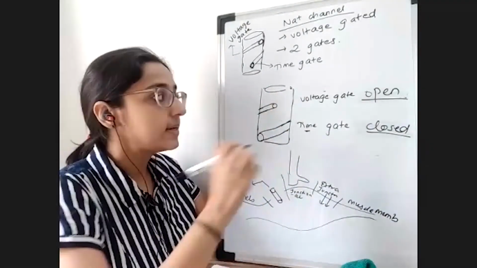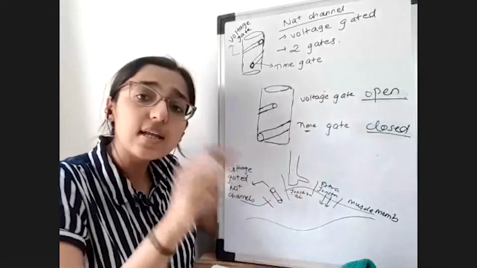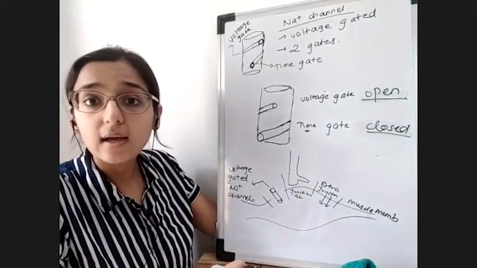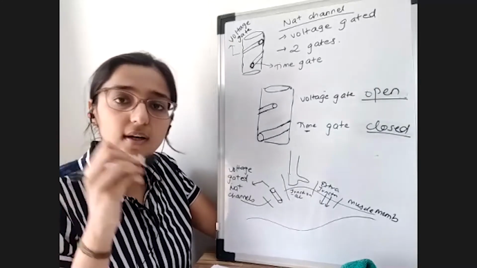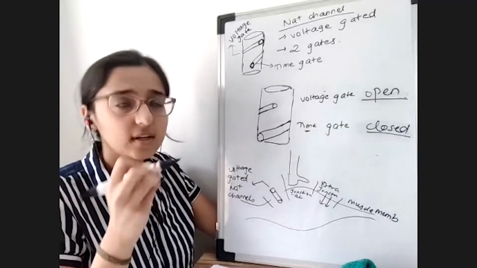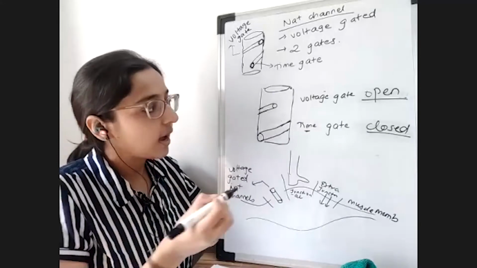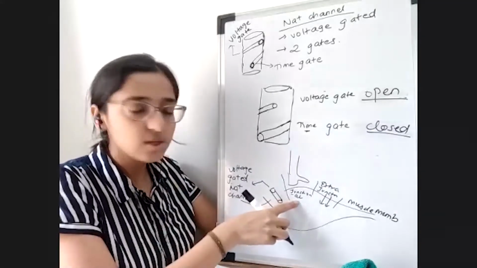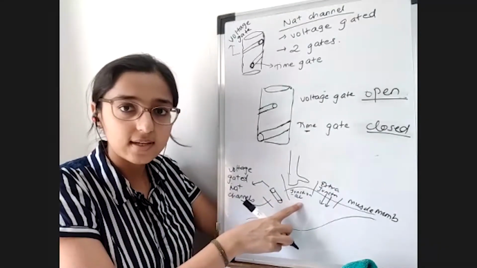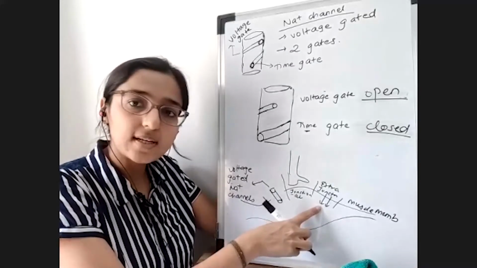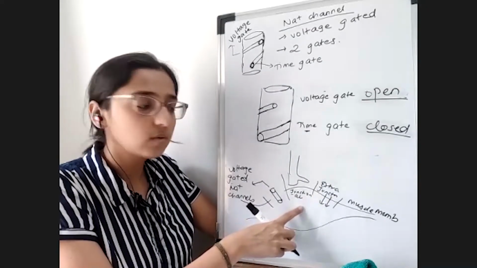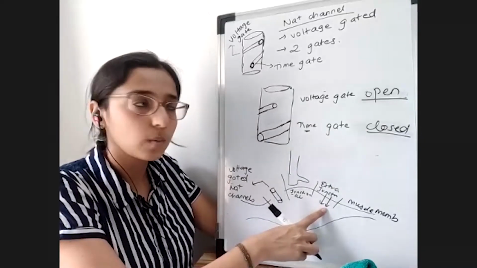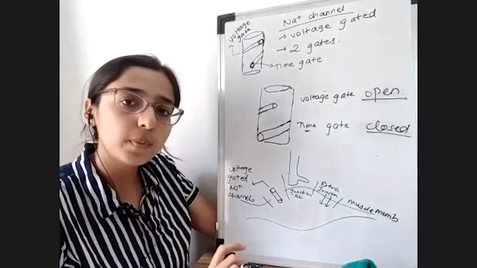But now the voltage gate is still going to remain open. Why? Because succinylcholine molecules keep attaching and detaching, attaching and detaching. As long as that happens, there are going to be changes in the voltage at the muscle end plate, and that is sensed by the extrajunctional voltage gated sodium channels. As long as voltage changes keep happening, the voltage gate is going to remain open.